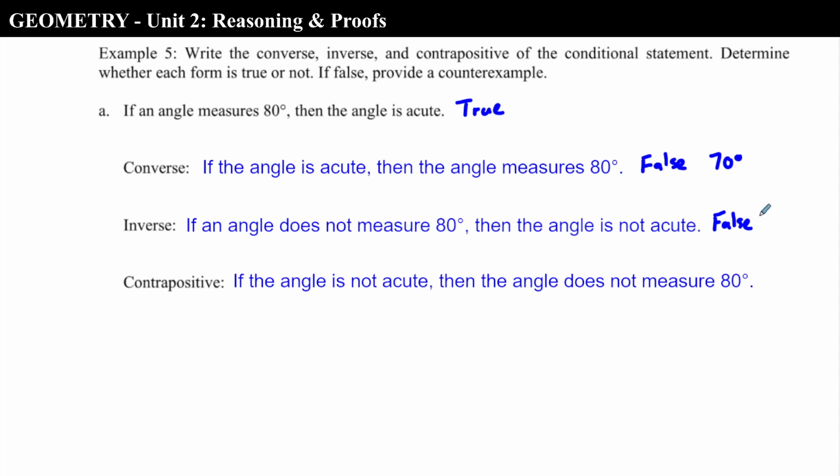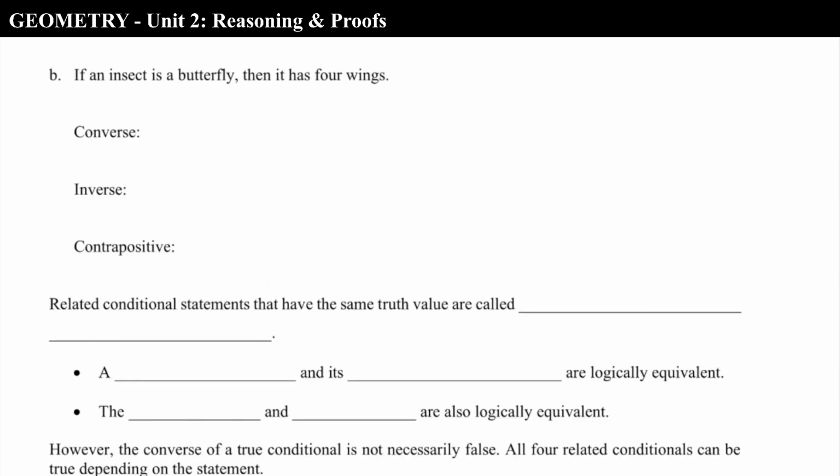And our example for that, again, could be 70, but let's switch it up. Let's make it 65 this time. And then if the angle is not acute, then the angle does not measure 80 degrees. That's true because if it's not acute, then it can't equal 80 degrees. So that one would be true. All right, so you'll notice that the conditional and the contrapositive are both true. The converse and the inverse are both false. Let's see if that happens again.